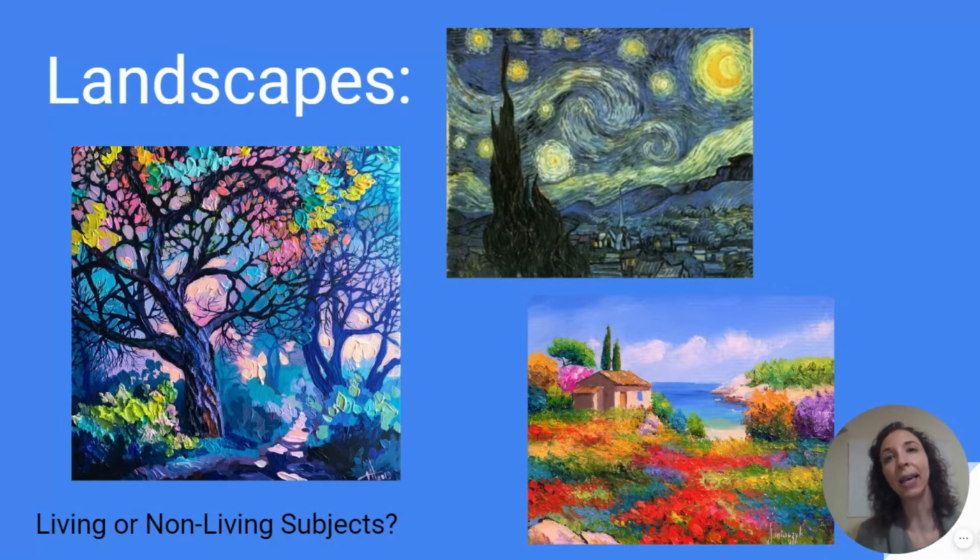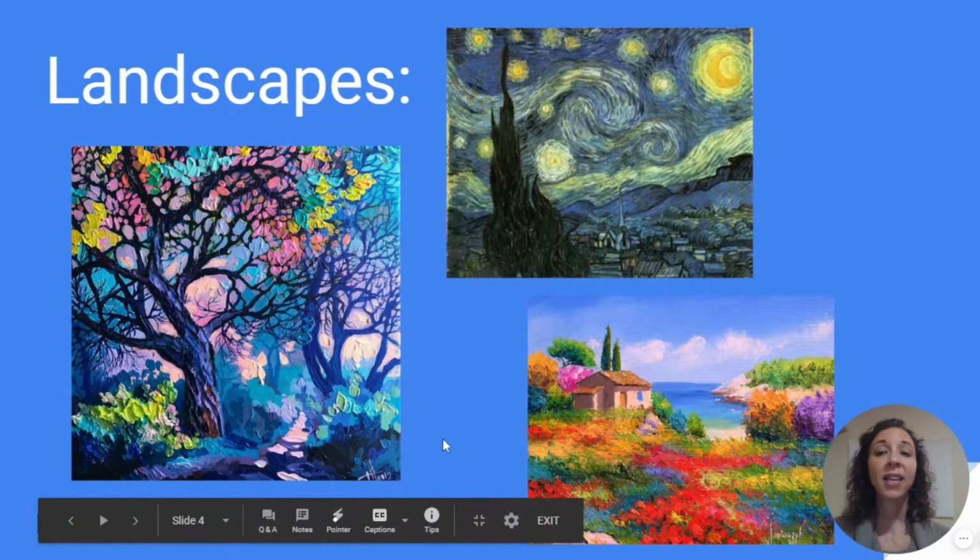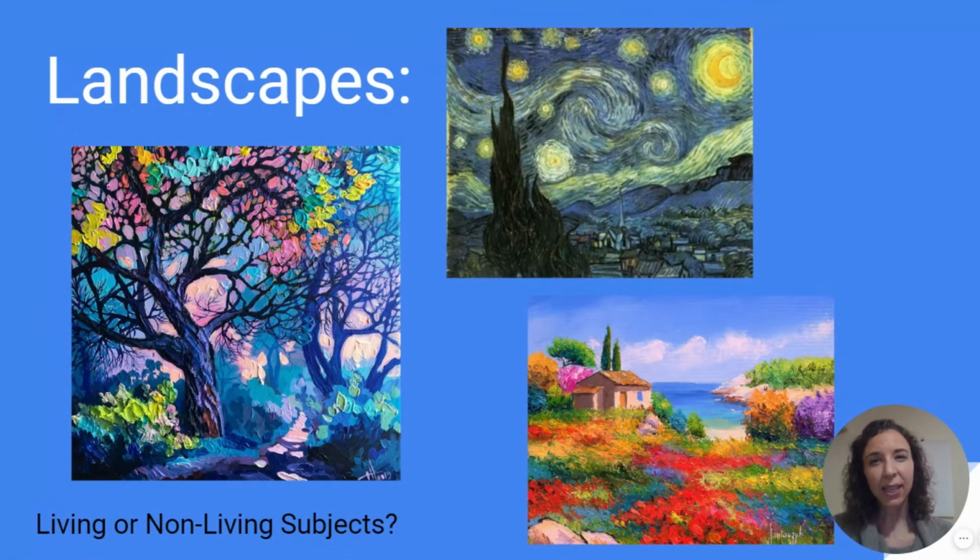Landscapes. Landscapes are artworks about an outdoor scene. Usually it has land and maybe trees and plants, maybe some buildings, maybe some mountains, maybe even some water. Now, if we look at this landscape over here that shows all the trees, are trees living things or non-living things? Think in your mind.